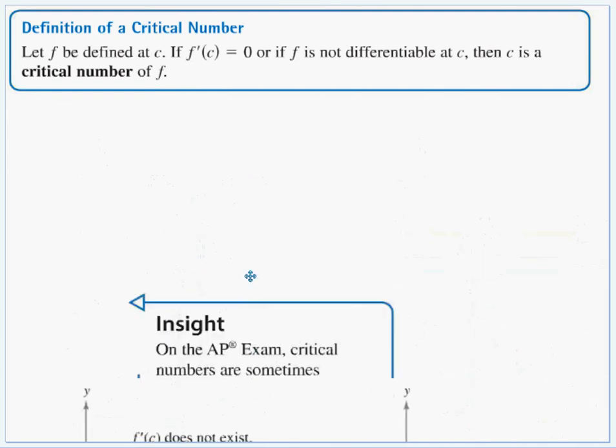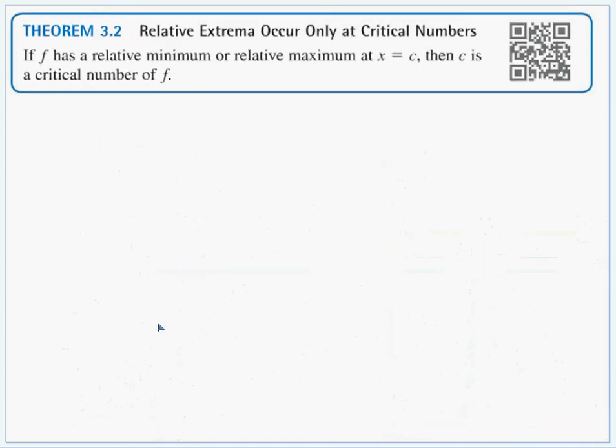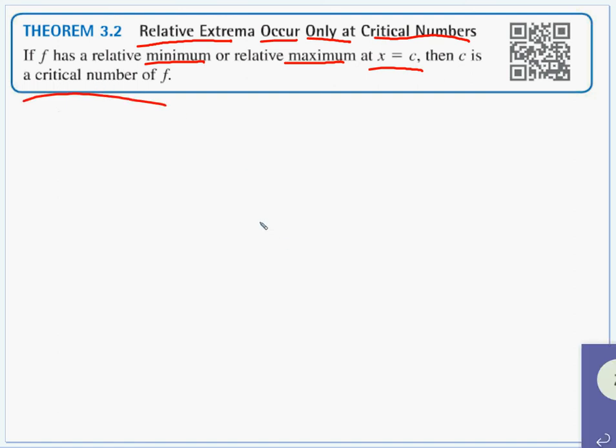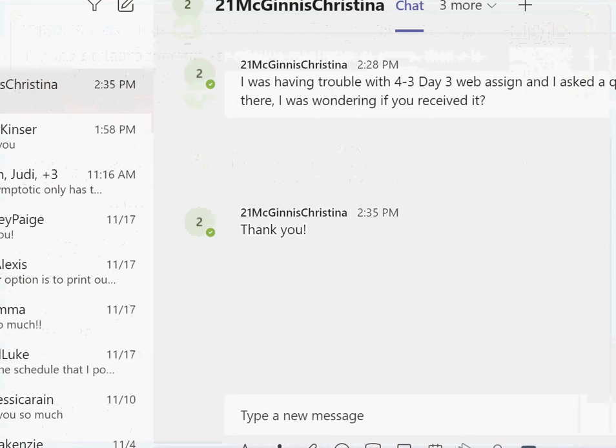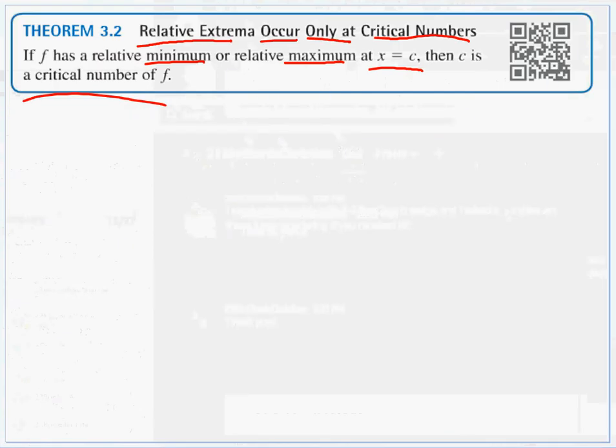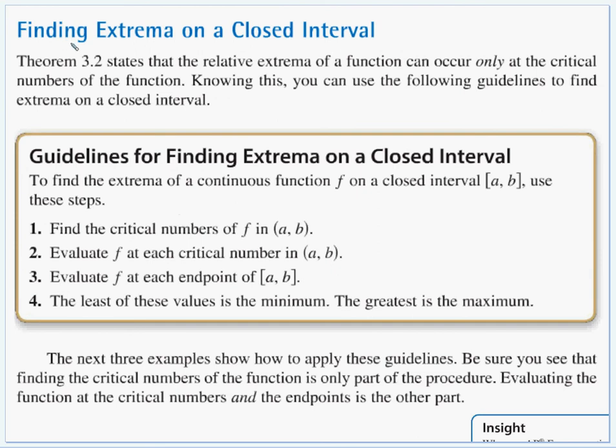Now, our theorem. Relative extrema occur only at the critical numbers, or maybe at the endpoints. If f has a relative min or max at an x value, then that x value is a critical number of our function. So how do we find these extrema on our interval if it's closed? Theorem 3.2 states that the relative extrema of a function occur only at the critical numbers. Knowing this, we can use the guidelines to find them on a closed interval.